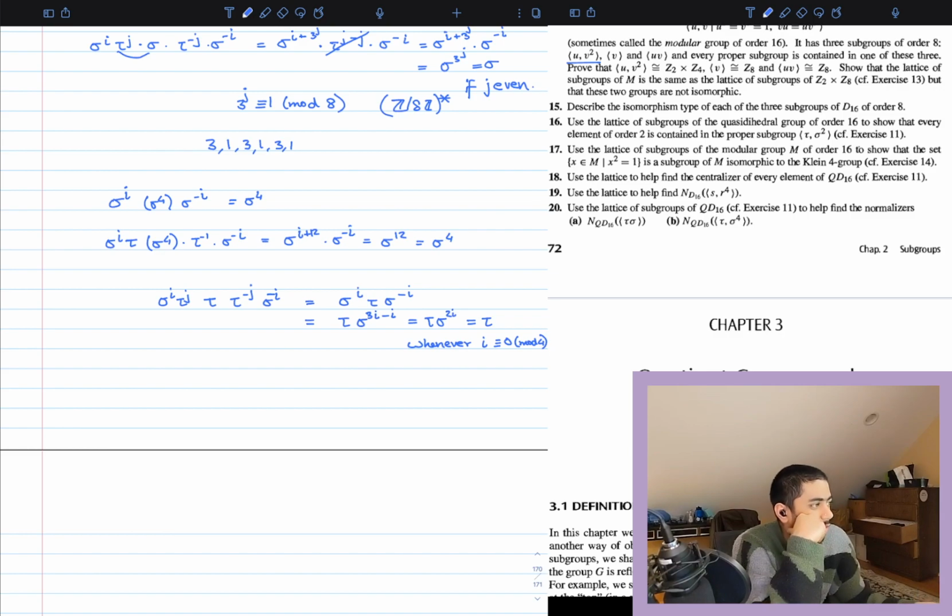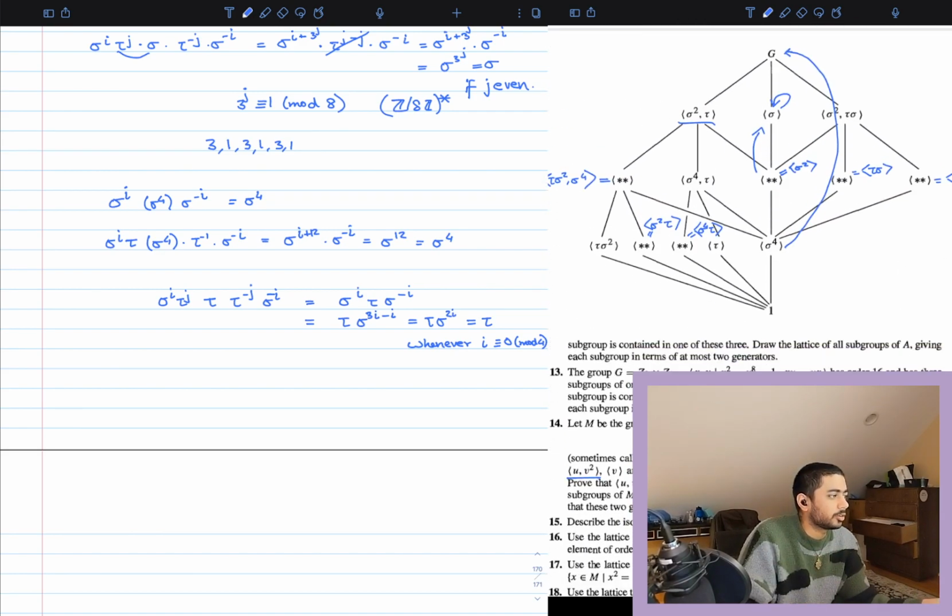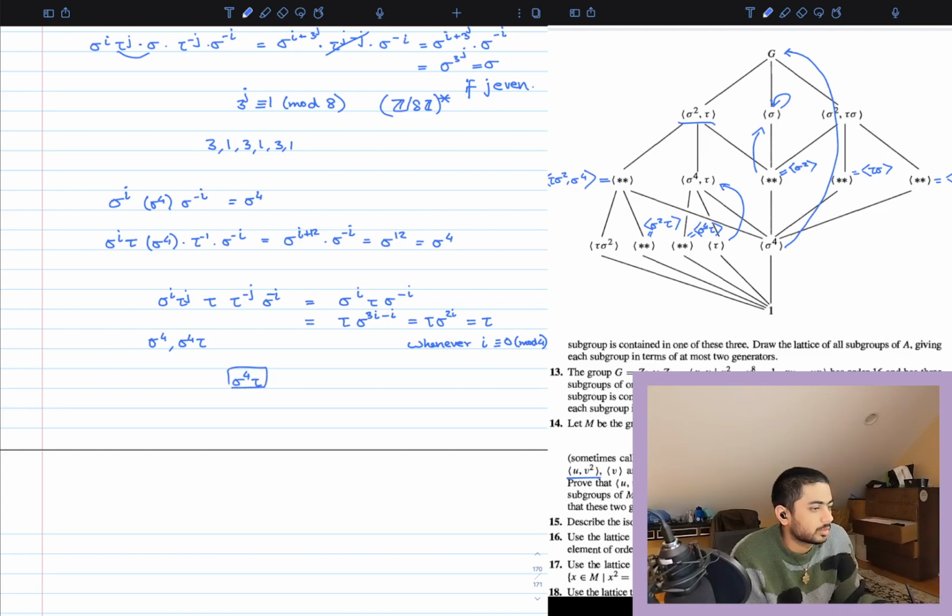Right, so tau commutes with all of its powers. And then it also commutes with sigma to the 4 and then sigma to the 4 tau as well, which means that this centralizes up here. Okay, what about sigma 4 tau? What commutes with you? Well, sigma 4 commutes with everything. So the stuff that commutes with sigma 4 tau is exactly the stuff that commutes with tau, which means this centralizes here as well.